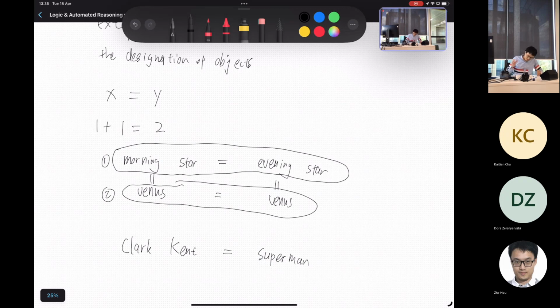But then somebody looks at this and says, look, Clark is a pretty common English name. Kent is a common English name. Pretty sure there are thousands of people in the world, probably millions, called Clark Kent. So the concept of Clark Kent exists. It's a real concept, right? But the concept of Superman doesn't exist. It's made up in comic books. So how can you even equate something that exists with something that doesn't exist?